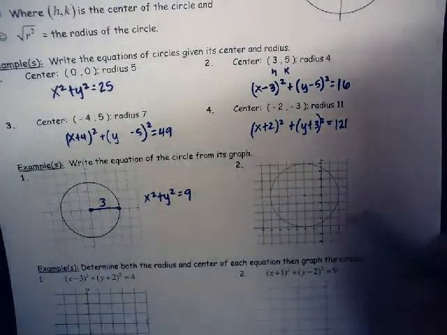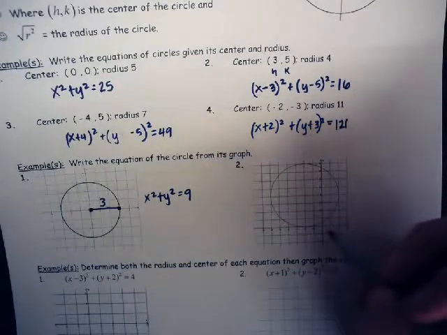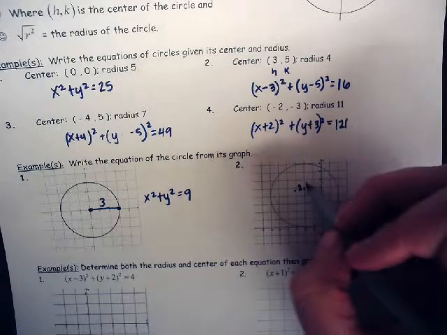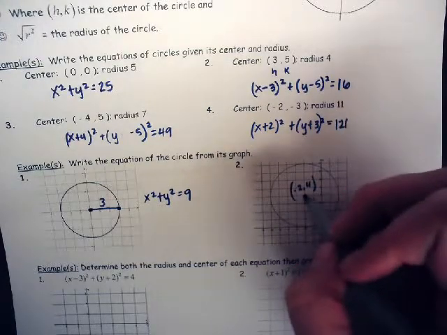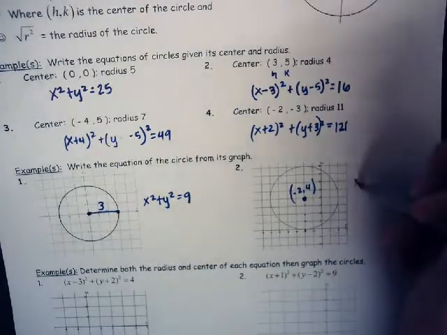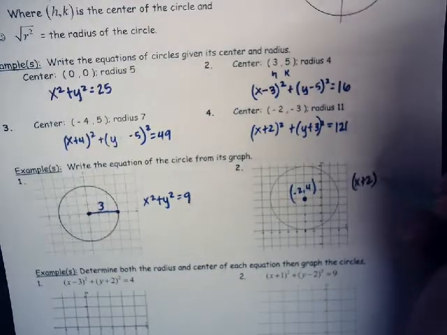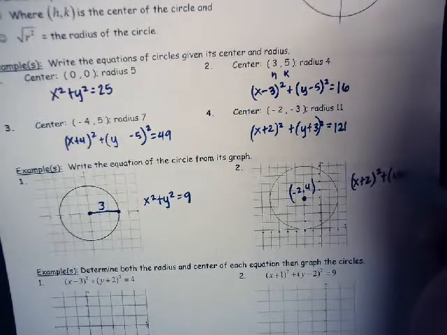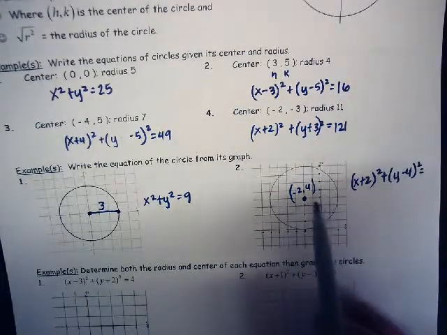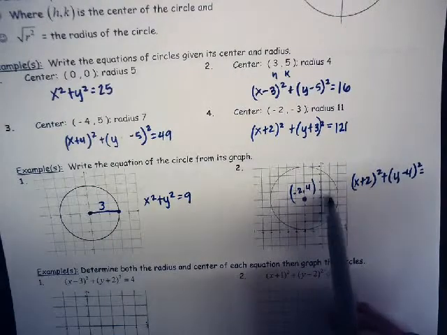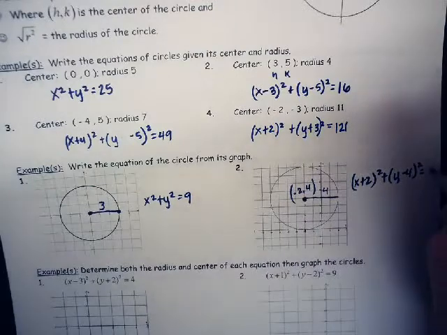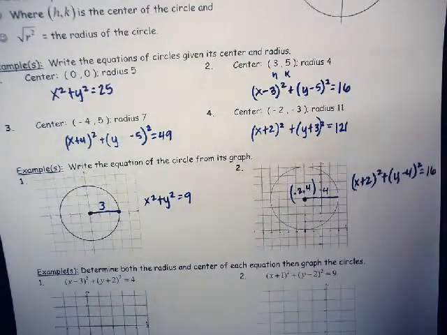Now number 2, the center of my circle is at negative 2, positive 4. So my equation would be (x plus 2) squared plus (y minus 4) squared equals, now I've got to count the radius. 1, 2, 3, 4. So it has a radius of 4. That would be 16 when I square it.